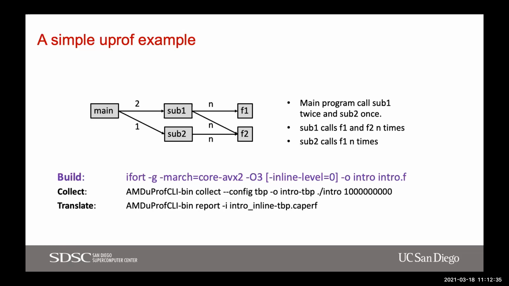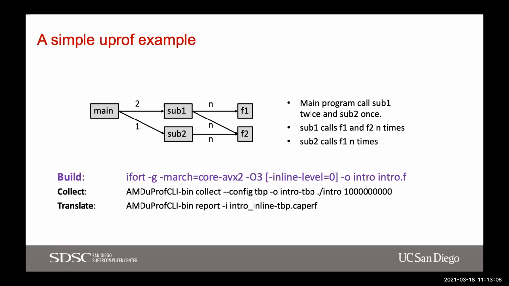So we're now going to get into a profiling example. I put together a toy code. It doesn't do anything useful. It consists of a main program that's then going to call two subroutines, sub1 and sub2. It's going to call that first subroutine twice, the second subroutine once. Those subroutines, in turn, are going to call functions f1 and f2, and they're going to do it n times, where n is going to be an input parameter.